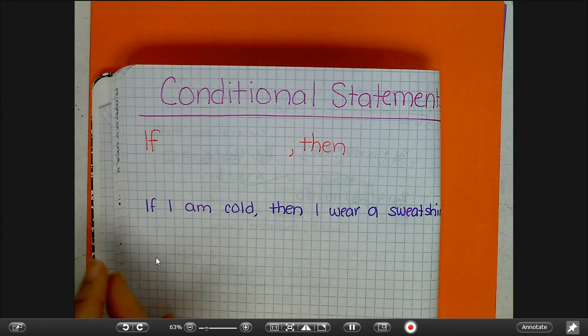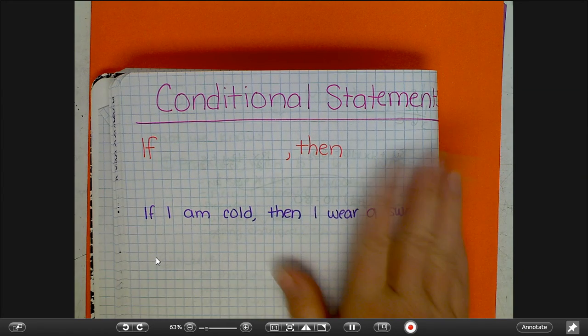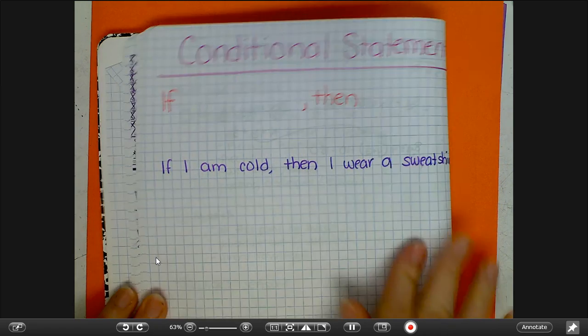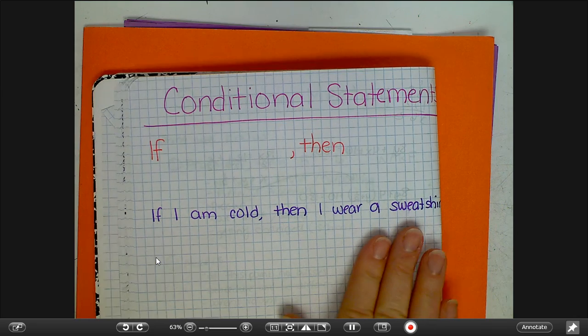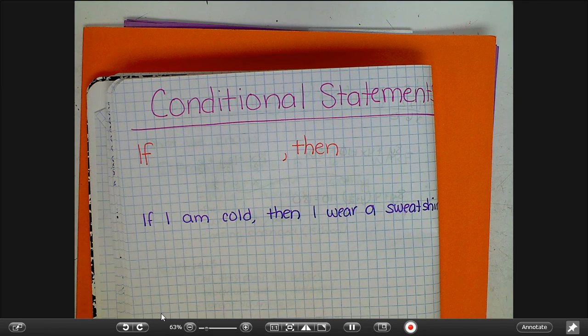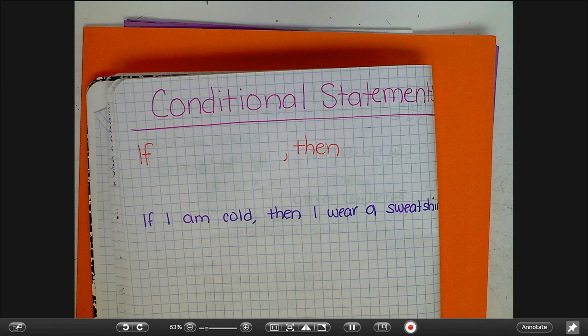All right, so we're going to take a break from the algebra side of geometry for 2 days, or maybe just one day, and we're going to talk about conditional statements, which I have been alluding to for a little while with our if-then statements. So now we're just going to make this a little bit more formal.